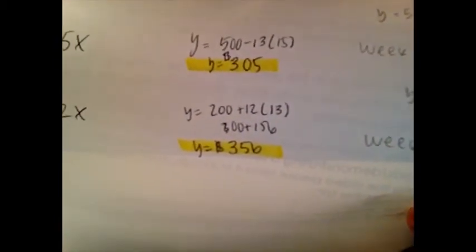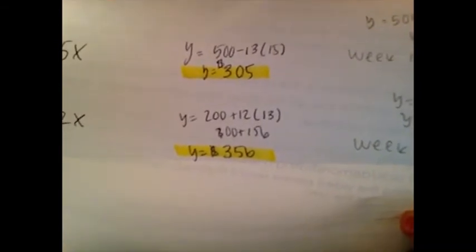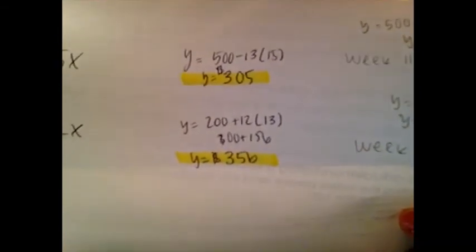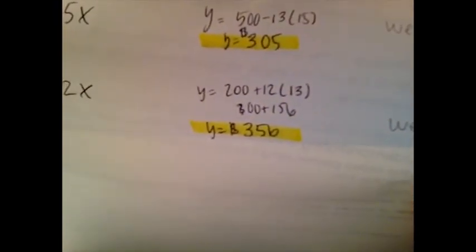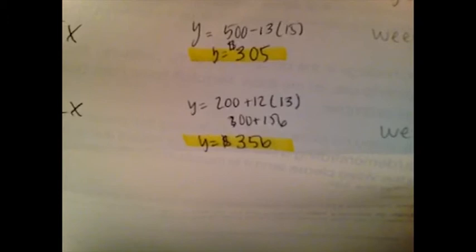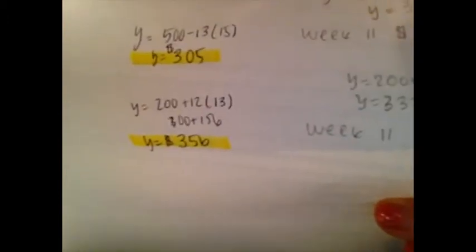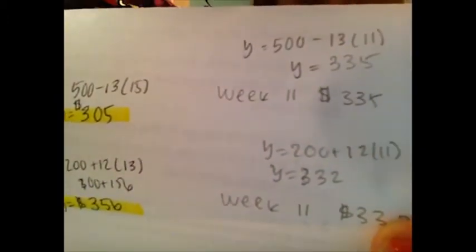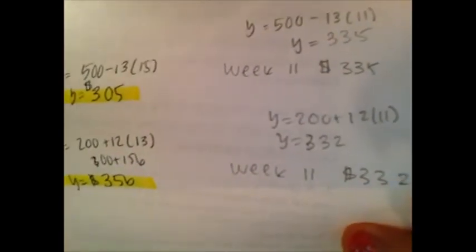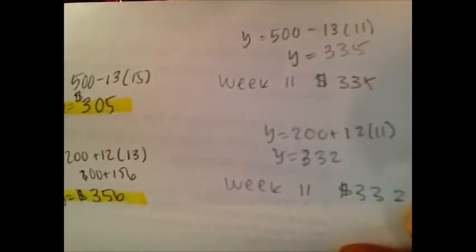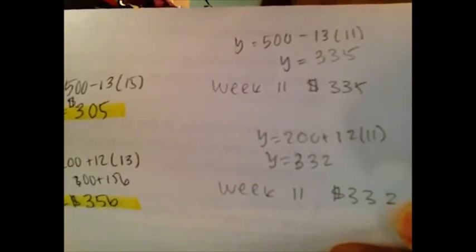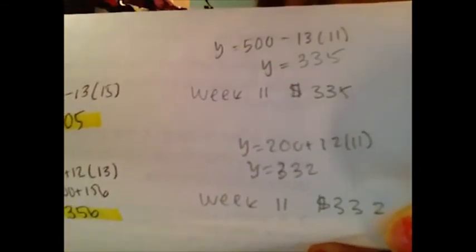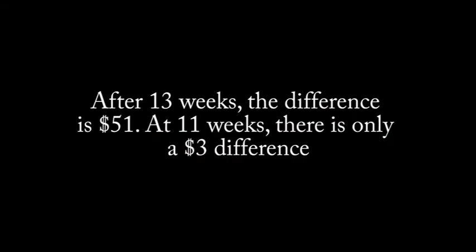So Eva had 305 and Teresa had 356, and then we figured out which week they would have a $3 difference, and we guessed 11. So we substituted X for 11, and then for Eva we got 335, and for Teresa we got 332. So that's the $3 difference.